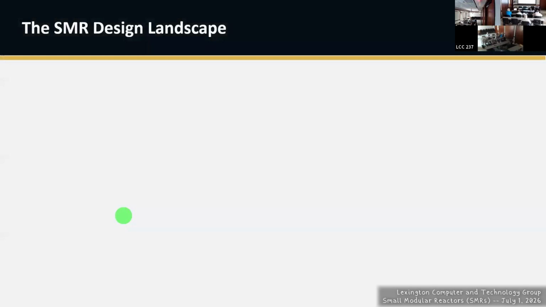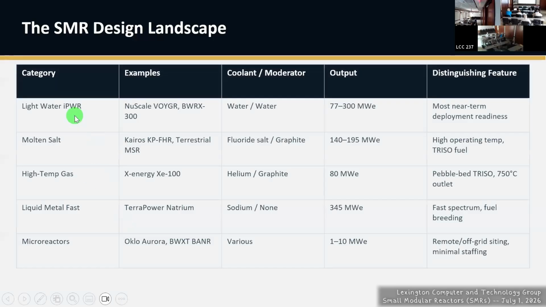So now let's look at the design landscape, what's going on here now. We have some light water reactors, like NuScale, that use water as coolant and moderator. We have molten salt. Molten salt uses something called FLiBe, which is fluorine, lithium, beryllium. Then there's another one that uses high gas temperatures, using xenon, Xe-energy Xe-100. They use helium as the coolant and graphite as the moderator. That's going to be interesting.